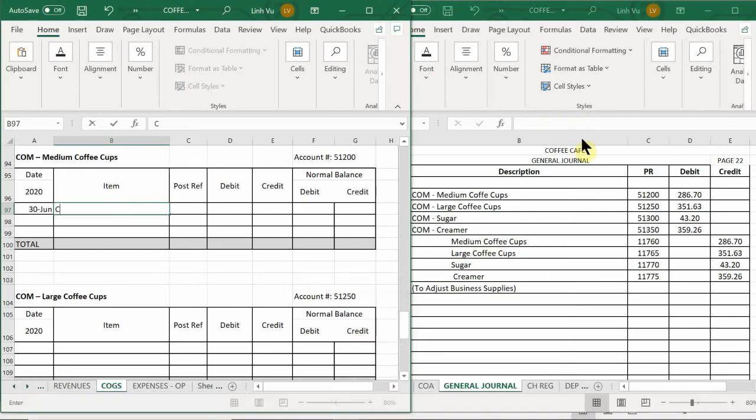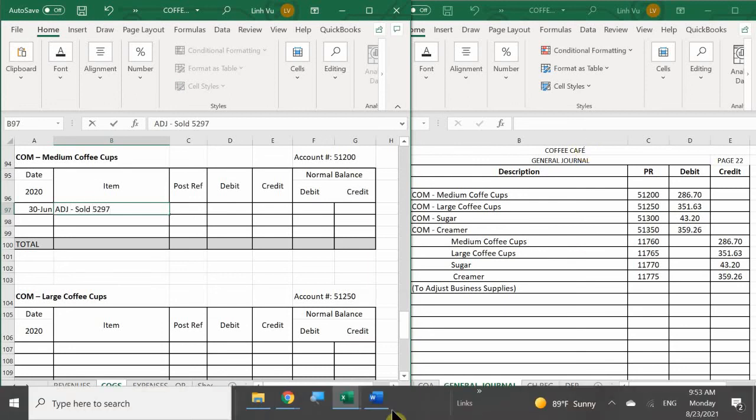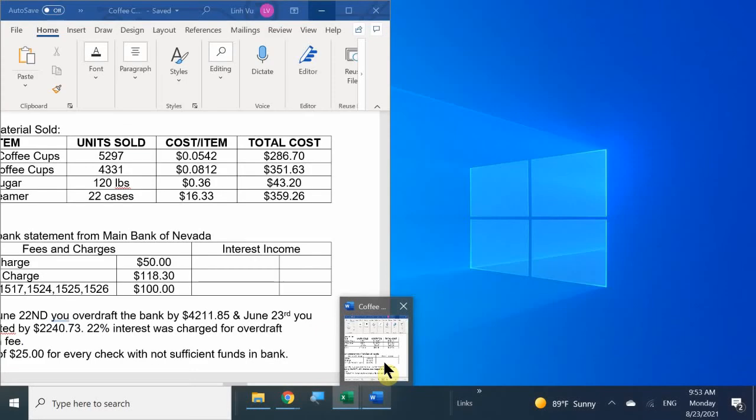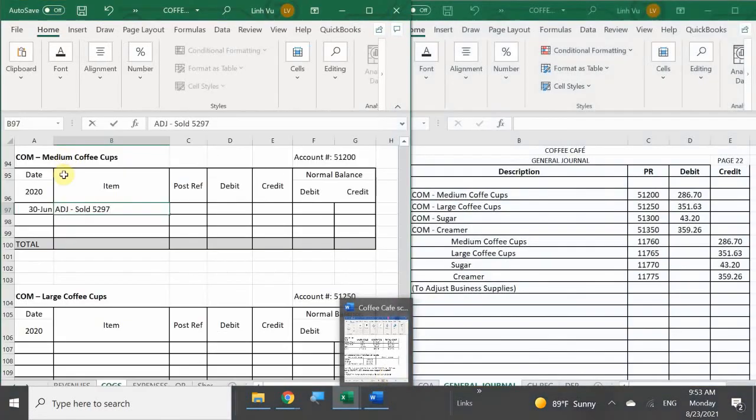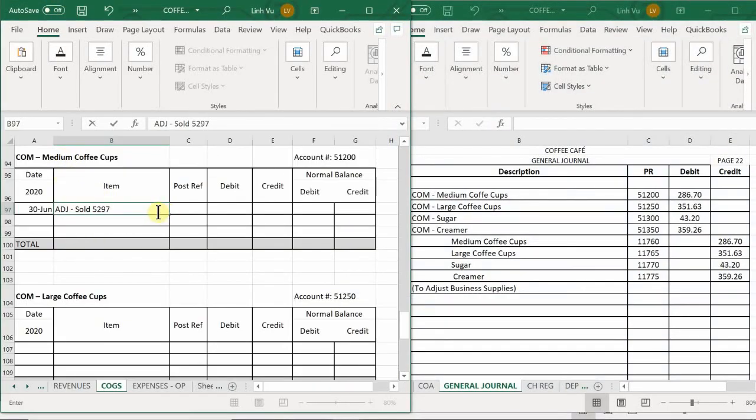So I'm going to make adjustment. Sold 5,297 cups. And this was for $286.70.